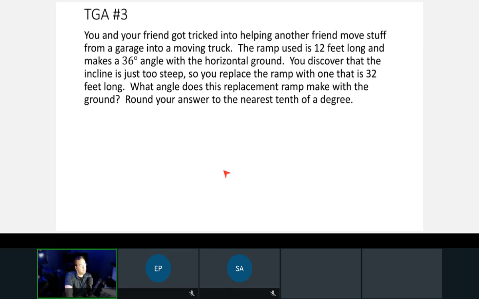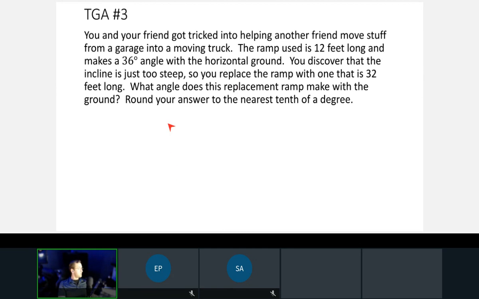And the last problem, which is, I think, probably one of the easier problems on your TGA. I would say number 2 is probably the hardest out of the 3. Number 1's the easiest, kind of. Well, they're all kind of hard or easy in their own way, but I think 2 is probably the hardest. 3 is probably the easiest.